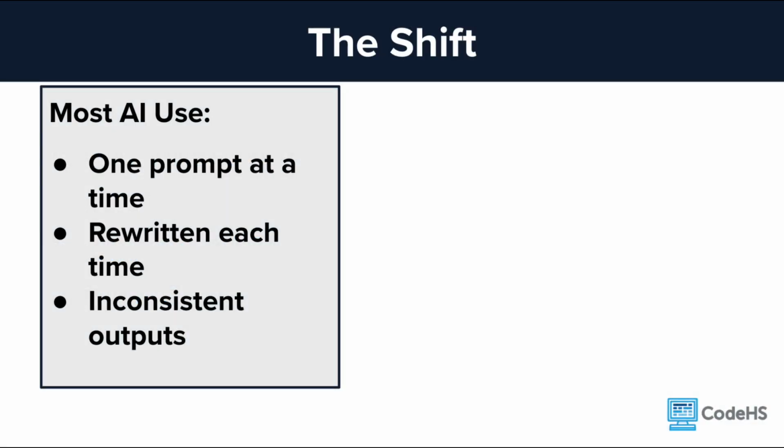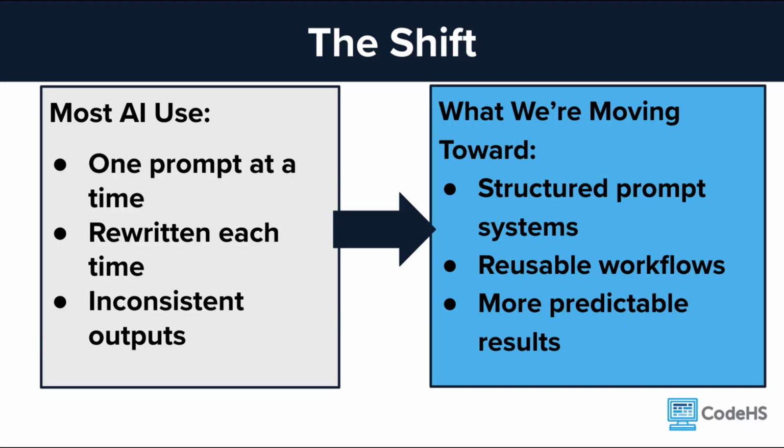Even with strong prompt skills, most AI use is still one-off. You write a prompt, get a result, and then rewrite it the next time. What we're doing here is shifting from that model to something more structured, something reusable, and more reliable.